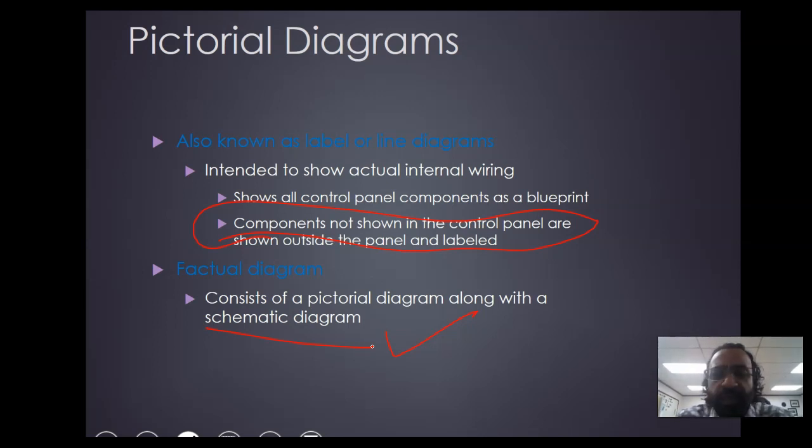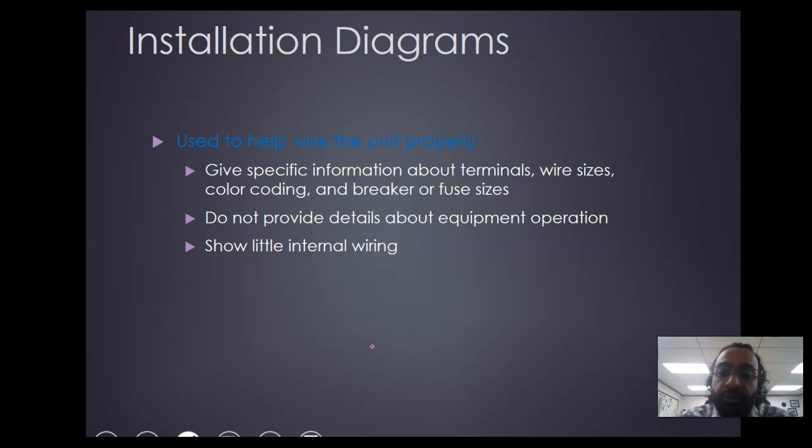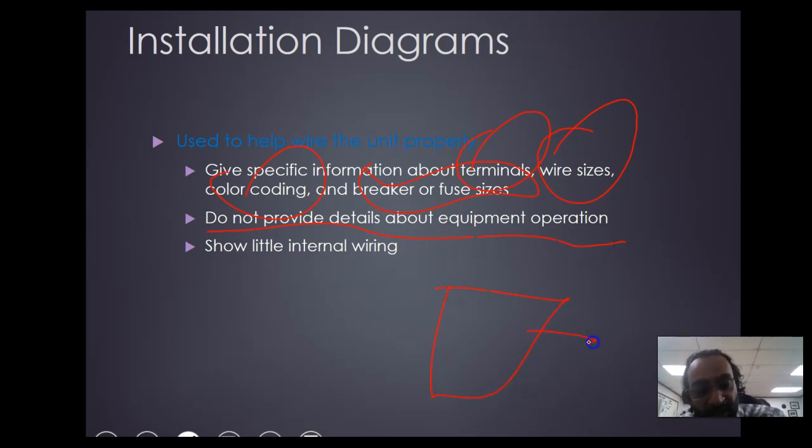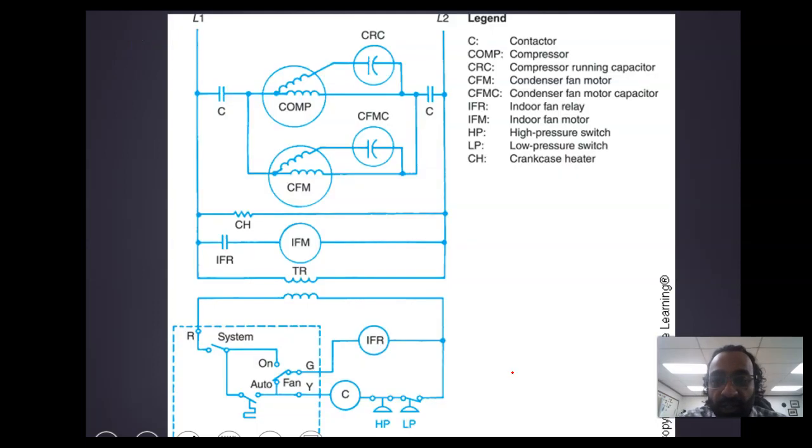However, it can be a little bit overwhelming and confusing to look at these when you're trying to do an installation, and that's why you use an installation diagram. They help you wire the unit properly because they show you specifically which terminals go where, wire size, color coded, and also breaker and fuse size. They do not provide details about the equipment operation. So you see the equipment as a box with wires coming out and wires coming in, and that's it. Probably inside you don't see anything. You just see a black box, and it's a little bit helpful and not as overwhelming as pictorial or factual diagrams.